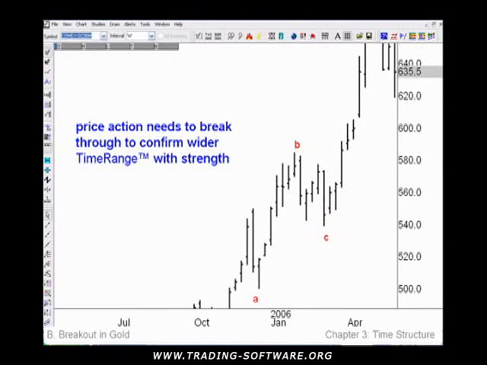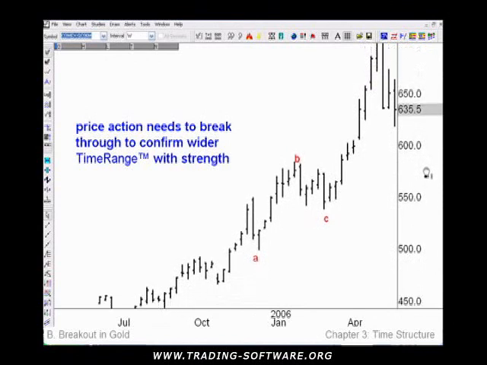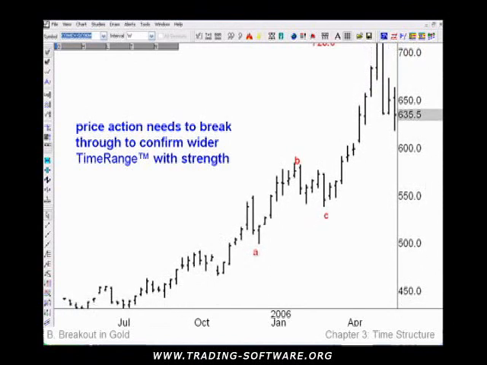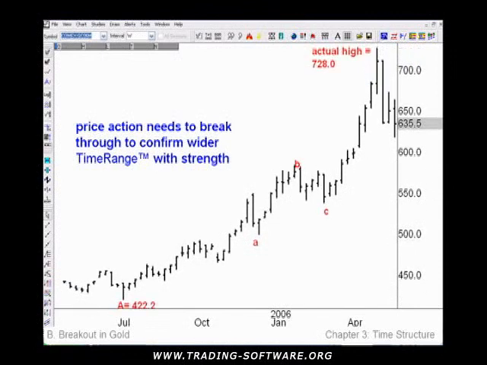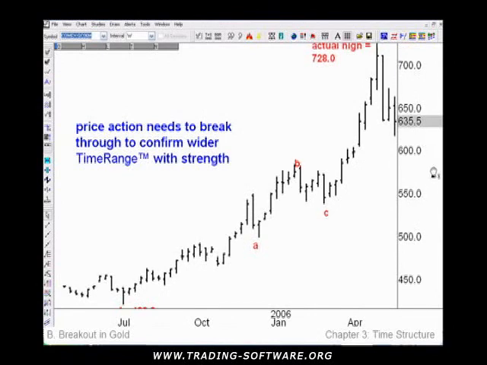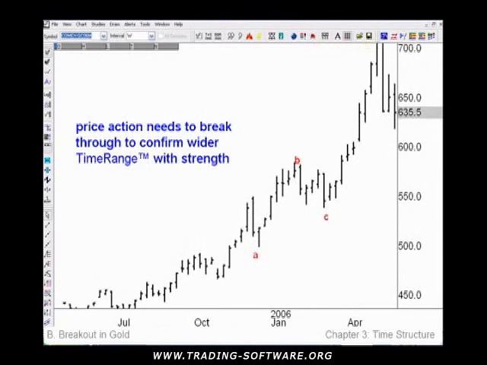So ideally, we want to see price action pull back, in this case from little b, in a wallowing, lackadaisical sort of way, while breaking through to the upside with a lot of strength. In that scenario, the confirmation of the wider time range will really cause the breakthrough to have a lot of follow through. And as you can see here, it went up bar to bar, pretty much straight up to our target. And our target was 703, and of course the actual high was a little bit higher. So this is how we trade using the wider time range in a breakthrough scenario.